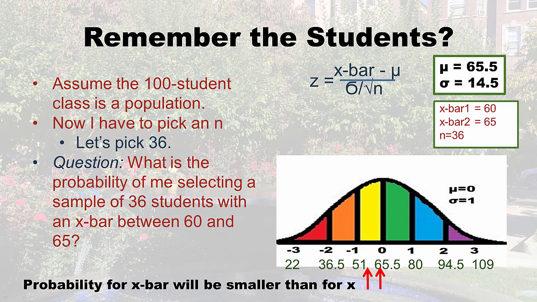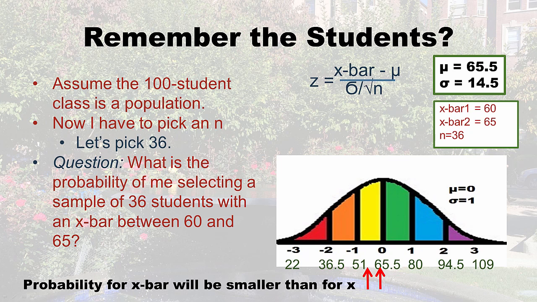Okay, now we're going to try a different one. That one was asking what is the probability of me selecting a sample with an x bar greater than a certain number. Now we're going to talk about the probability of selecting a sample with the x bar between two numbers, right? So again, we're back with our poor student class with this terrible chemistry test.